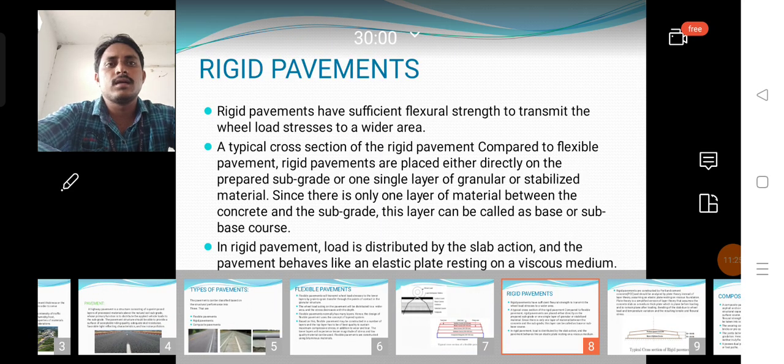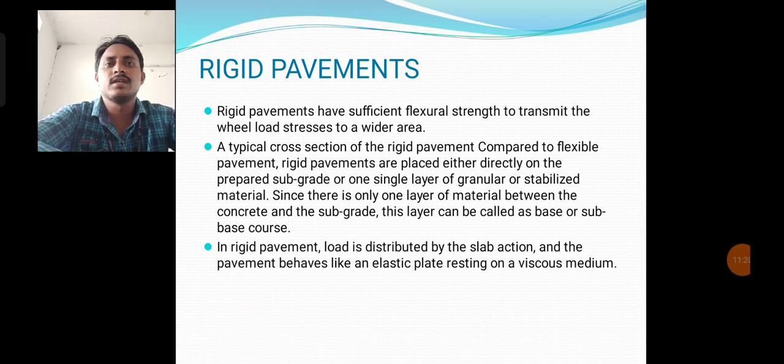The next one, rigid pavement. Rigid pavement is nothing but, for example, a CC road. Rigid pavement has sufficient flexural strength to transmit the wheel load stresses to a wider area. If you observe CC roads, they have more strength compared to bitumen, so their lifetime is also more. The stresses distributed in the area will be less, decreasing the stress levels in the lower layers of the pavement. Here is a typical cross section of the rigid pavement compared to the flexible pavement.